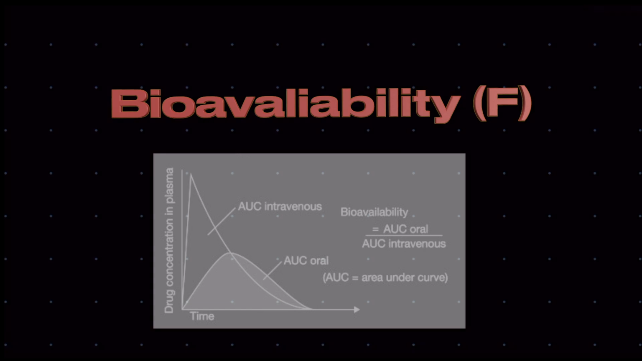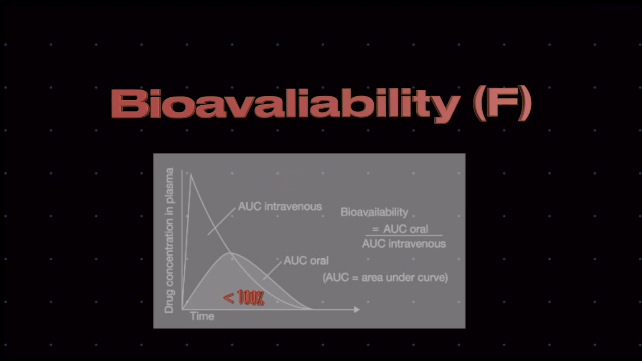The area under the curve, AUC, on a plasma concentration versus time graph, represents the total drug exposure over time, which allows clinicians to calculate bioavailability. For example, AUC IV, horizontally striped area, indicates the AUC for an IV dose, typically providing 100% bioavailability. AUC PO, vertically striped area, indicates the AUC for an oral dose, which is often less than 100% due to the drug's incomplete absorption and first-pass effect.